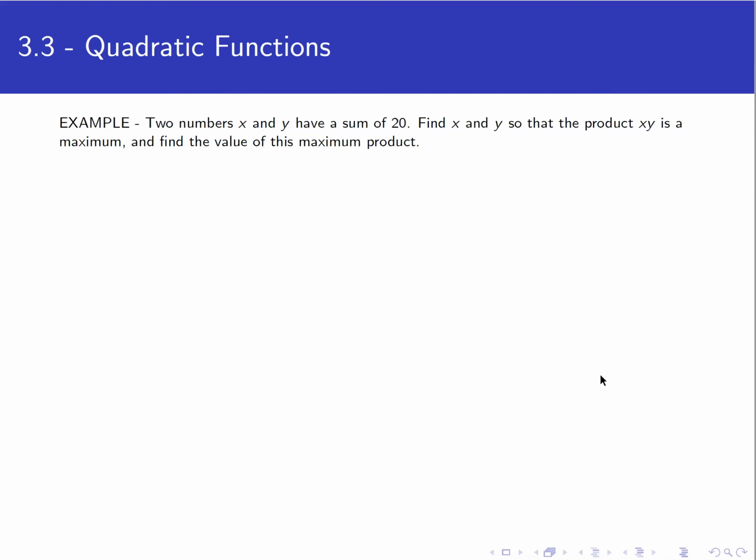All right, let's see if we can do an example problem. An application problem. Two numbers have a sum of 20. We want to find x and y so that their product is as big as possible and find the maximum value. All right, so we're told that x plus y has to be 20. We're told that the sum of x and y is 20. And that means that if we solve one for the other, let's just solve for y in terms of x, we get y equals 20 minus x.